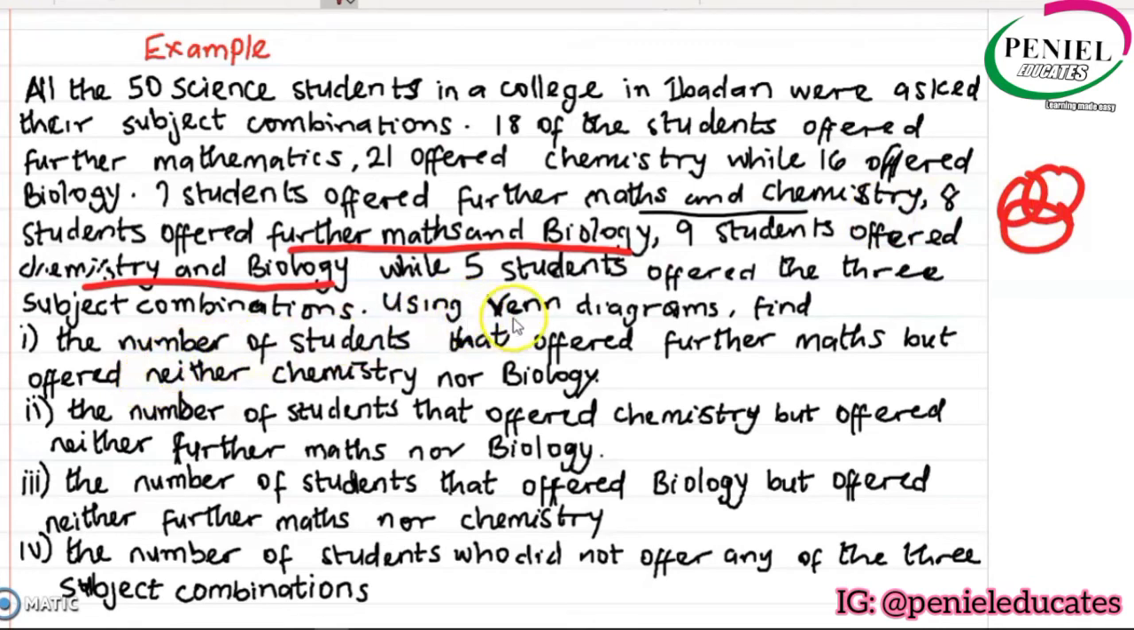I would say you should use Venn diagrams to find the number of students that offered further maths but offered neither chemistry nor biology. Then the number of students that offered chemistry but offered neither further maths nor biology. The number of students that offered biology but offered neither further maths nor chemistry. And the number of students who did not offer any of the 3 subject combinations. All right, so let's solve this.